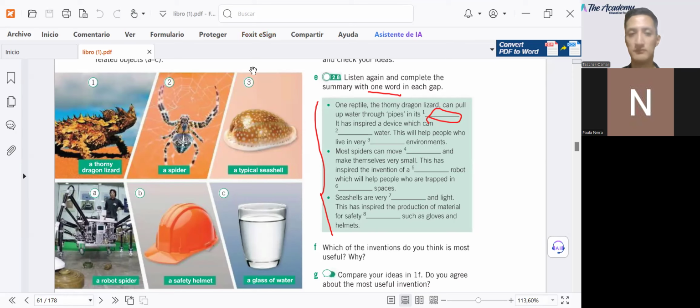I visited biologist Andrew Parker to find out more about how the natural world has inspired everyday objects. Andrew, hello. What's this little animal you've got here? It's a thorny dragon lizard from the Australian desert. As you can see, it's quite small, about 20 centimetres long, but it's an amazing animal. You see, what I'm really interested in is what this little creature can teach us about collecting water.